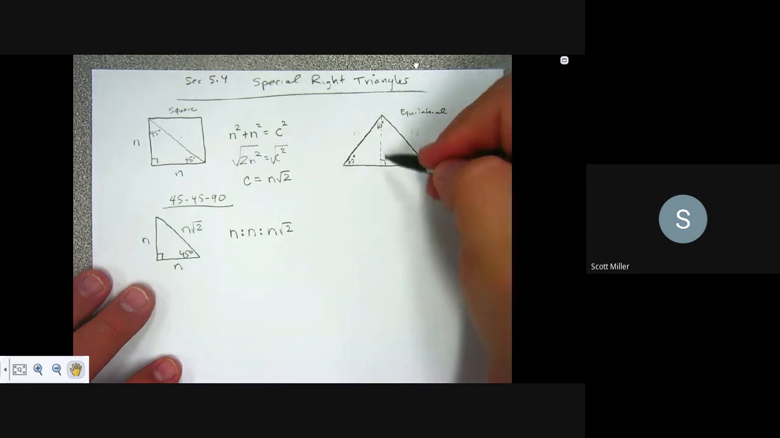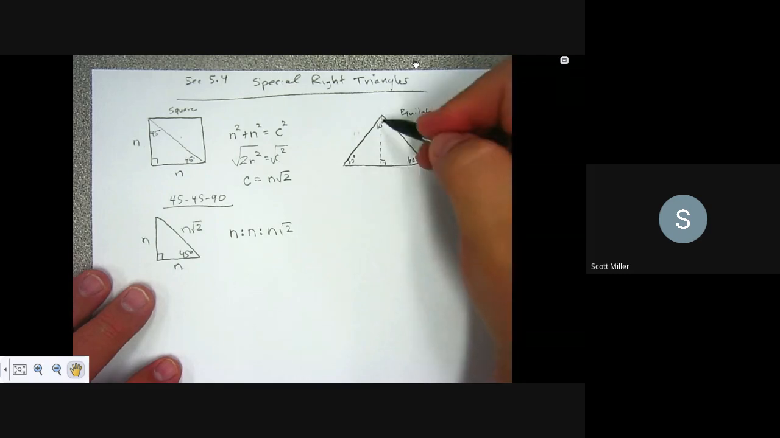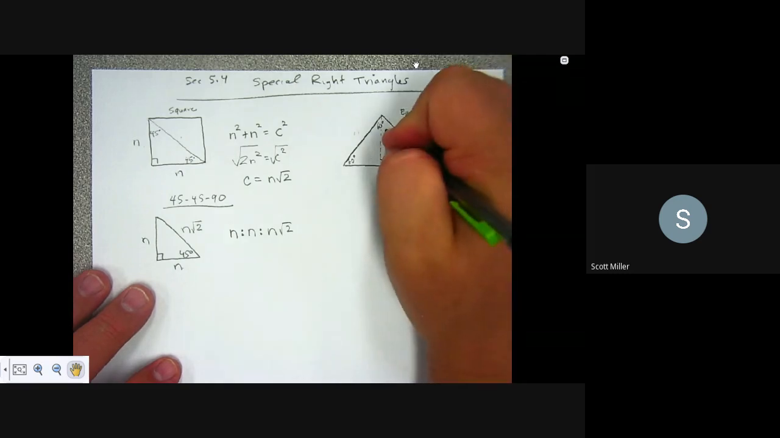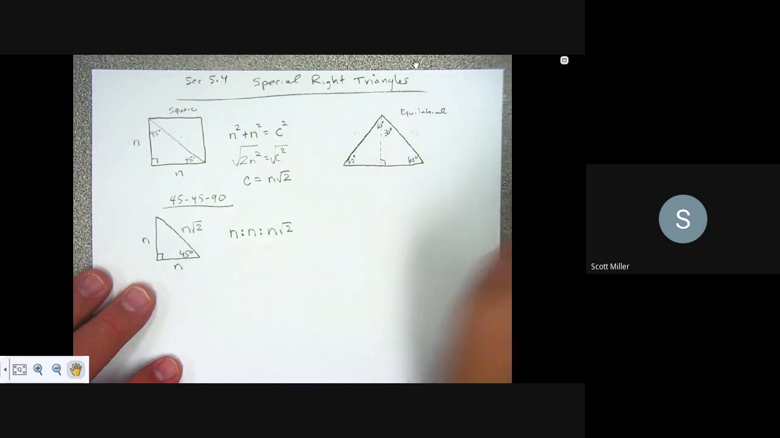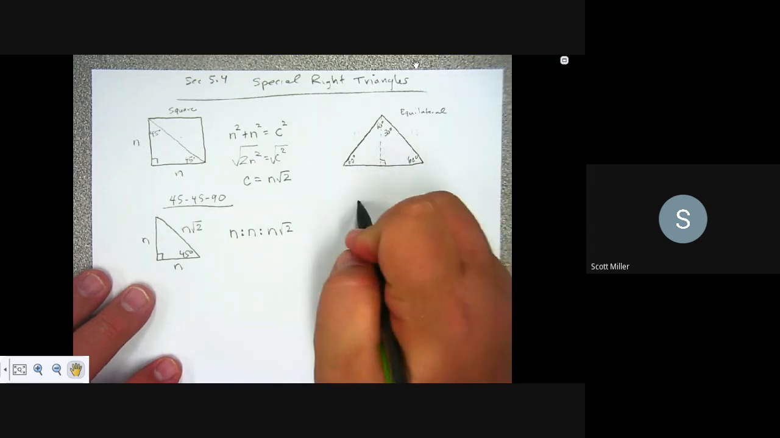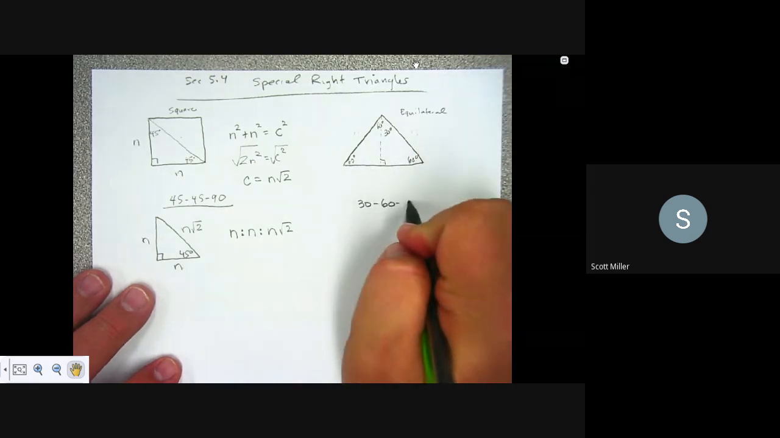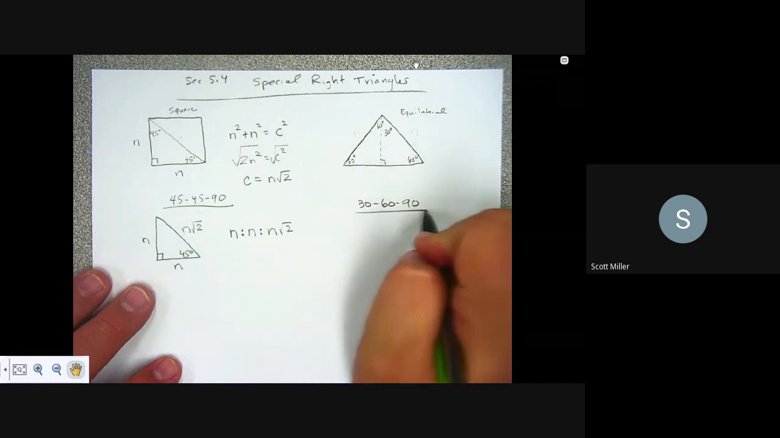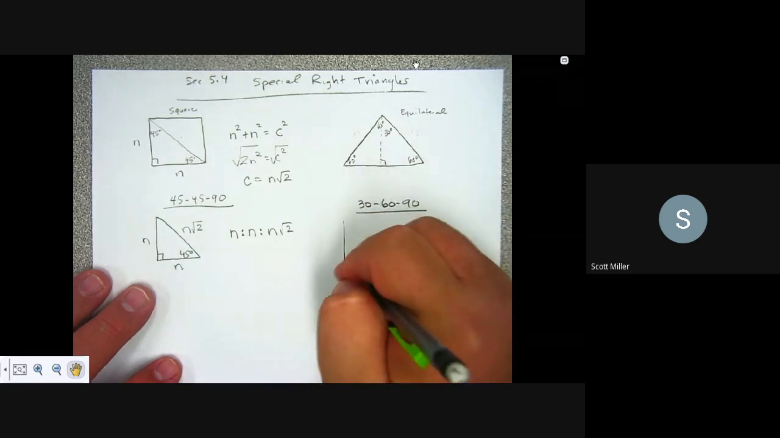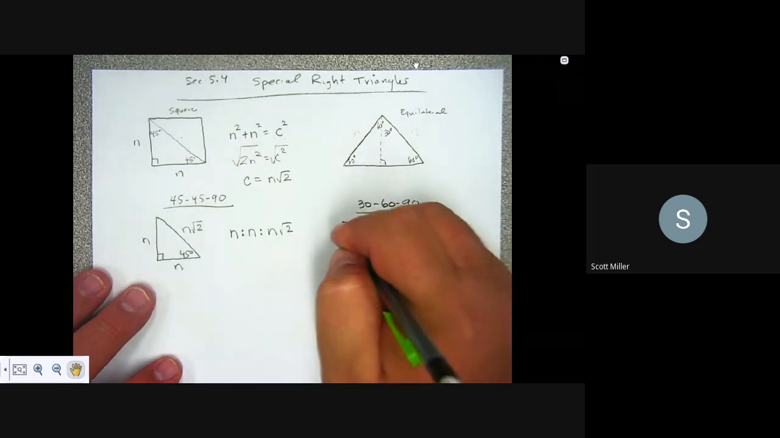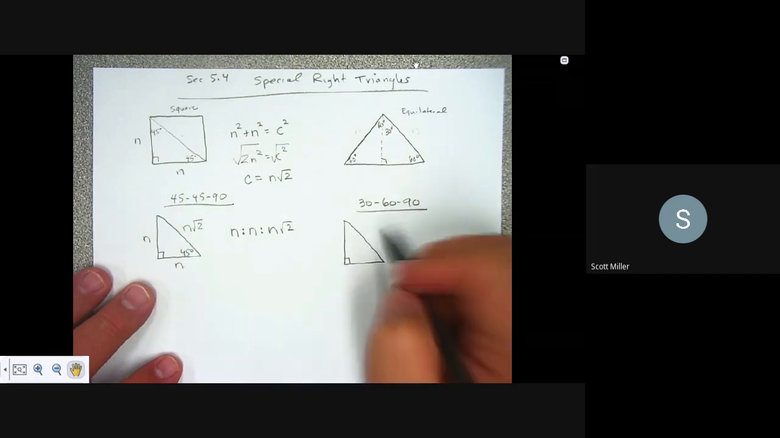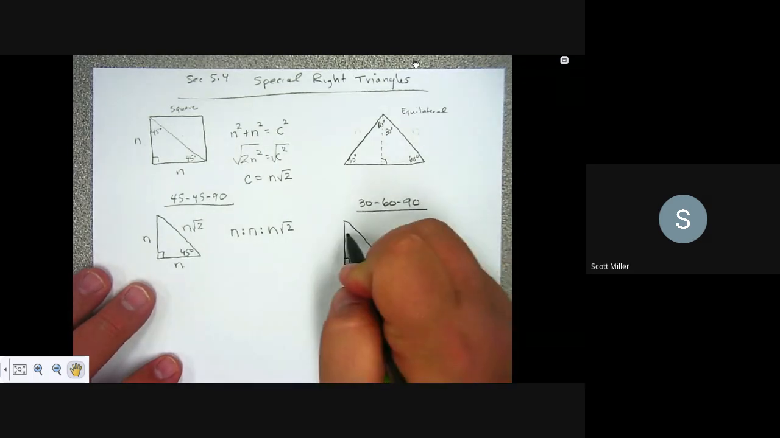In this right triangle, that is 90 degrees, that is 60 degrees, and this altitude will bisect this angle. So this angle up here is 30 degrees. So I end up with a 30, 60, 90 right triangle. Okay, here's my 60 degrees, here's my 30 degrees.